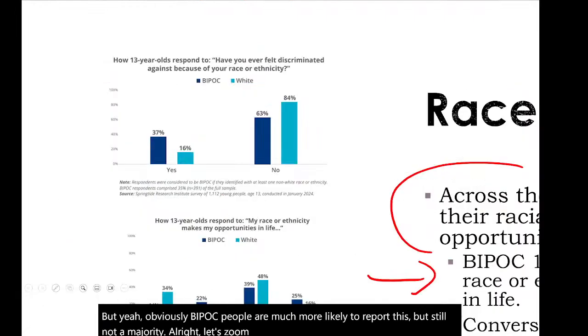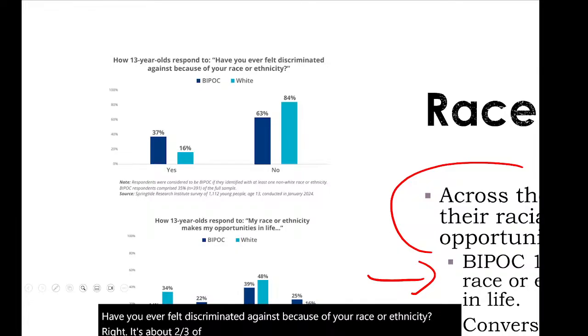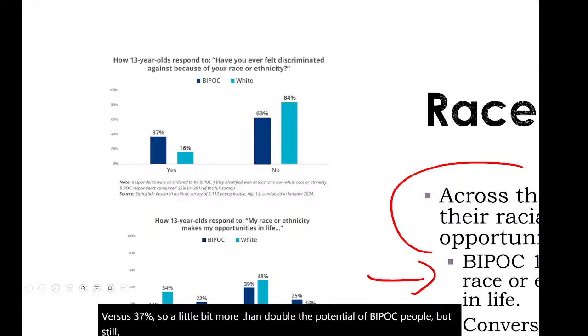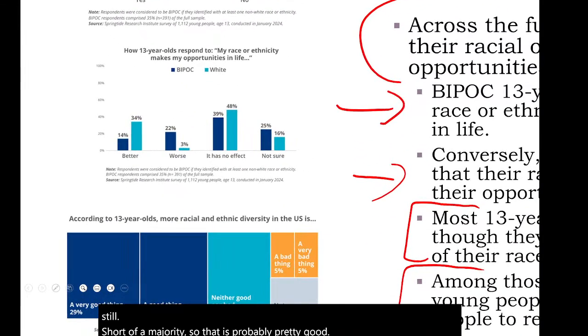All right, so here's our 13-year-olds. Have you ever felt discriminated against because of your race or ethnicity? It's about two-thirds of BIPOC people who say no, and about 84% of white people say no. Only about 16% of white youngsters say yes, versus 37%. So a little bit more than double the percentage of BIPOC people, but still well short of a majority. So that is probably pretty good. It's a positive number.